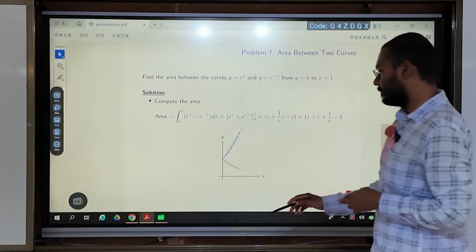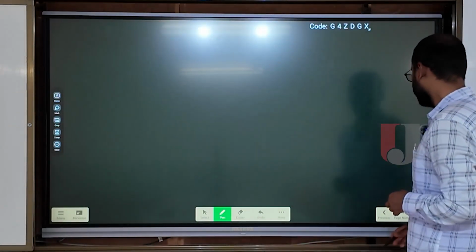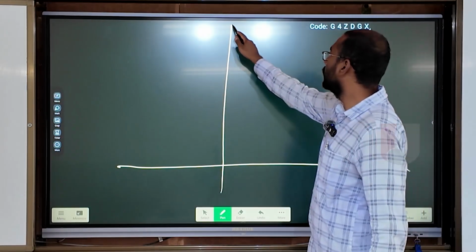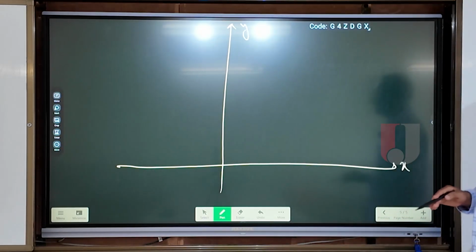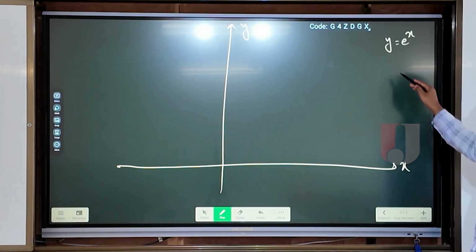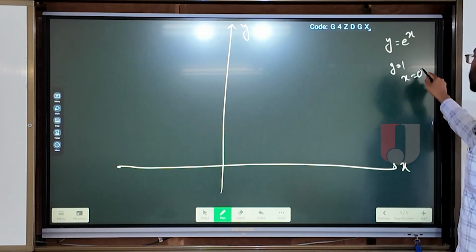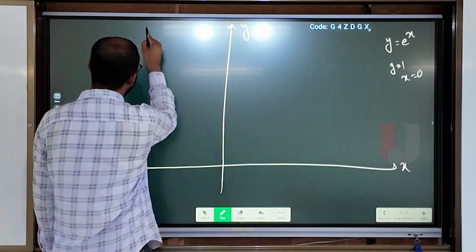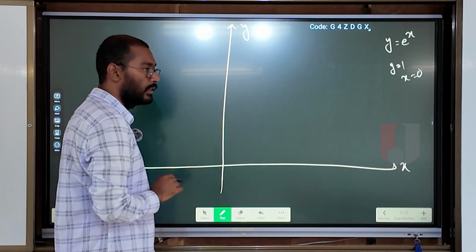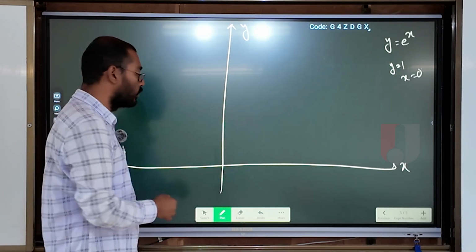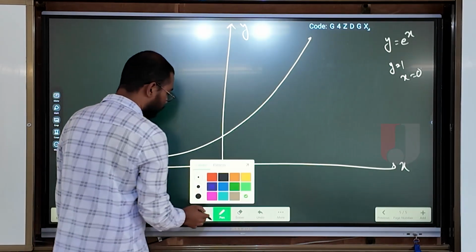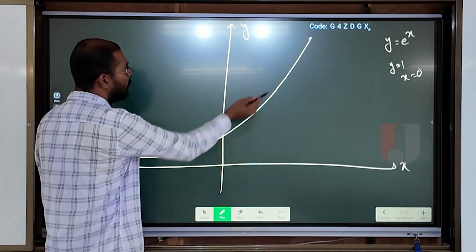Okay, so this is my x axis and this is my y axis. Now what is the value of e to the power x? y equal to e to the power x takes the value 1 when x equal to 0, that we know. And as x tends to infinity, e to the power x goes to infinity, and if x tends to minus infinity it goes to 0. So the e to the power x curve actually looks like that. This is my e to the power x curve.